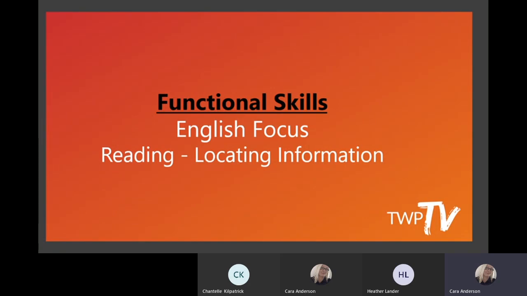Okay, so welcome to today's session. It's on functional skills, English focus, and today we're going back to reading.